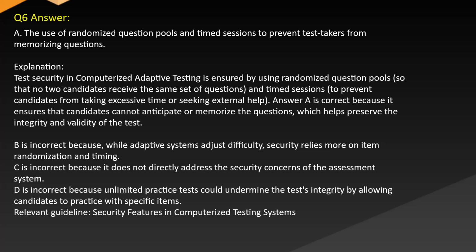A is correct because it ensures that candidates cannot anticipate or memorize the questions, which helps preserve the integrity and validity of the test. B is incorrect because while adaptive systems adjust difficulty, security relies more on item randomization and timing. C is incorrect because it does not directly address the security concerns of the assessment system. D is incorrect because unlimited practice tests could undermine the test's integrity, allowing candidates to practice with specific items. Relevant guideline, security features in computerized testing systems.